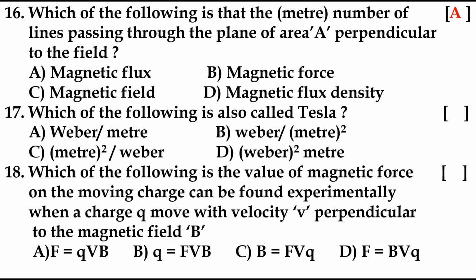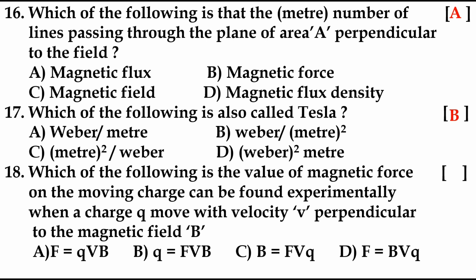17. Which of the following is also called Tesla? A Weber per meter, B Weber per meter square, C Meter square per Weber, D Weber square meter. Option B correct. Answer is option B, that is Weber per meter square.